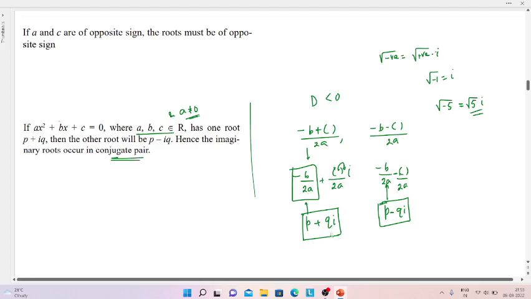So these are actually conjugate pairs, right? p plus iq, p minus iq. So if roots are imaginary, then they will occur in pairs, and they are the conjugate pairs, right? That is something which is very understandable.